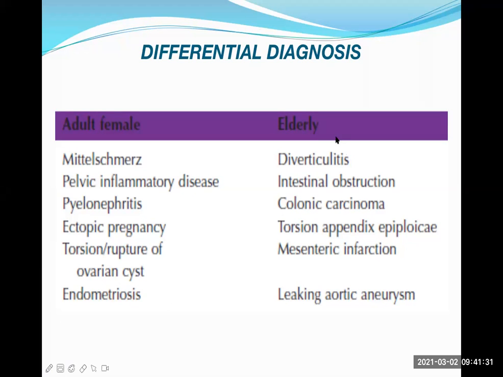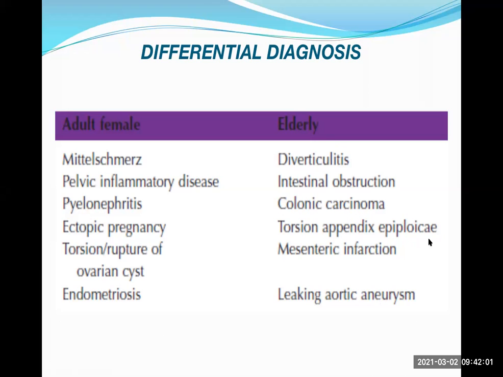Now, in the elderly population, these are the differential diagnoses of appendicitis. Diverticulitis, which is the inflammation of diverticulum, very common in the sigmoid colon. Intestinal obstruction, colonic carcinoma, again left-sided is more common, though the appendix is on the right side, but it may cause vague abdominal pain by causing bowel obstruction, so it can be considered.